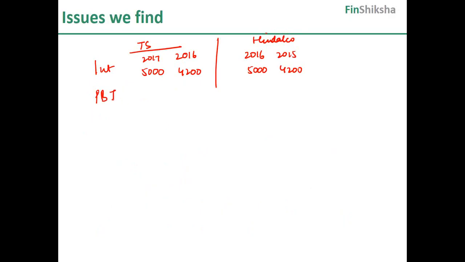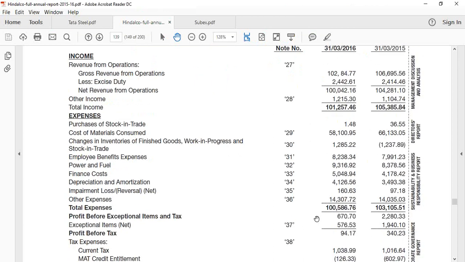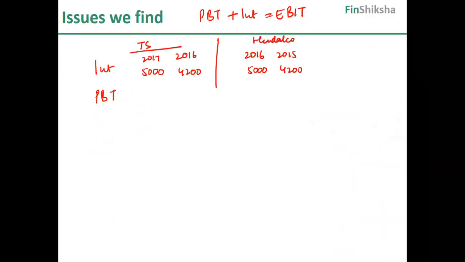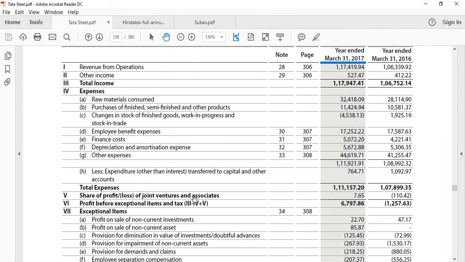Can I find profit before tax? Because if I do profit before tax plus interest, I should get the earnings before interest and tax, PBIT or EBIT, correct? So let's find out the profit before tax. So in the current year, profit before tax is 670. In the previous year, that number was 2280, right? 670, 2280 for Hindalco, correct? That's my Hindalco numbers. So I will go to my numbers and write this as 670 and 2280 approximately.